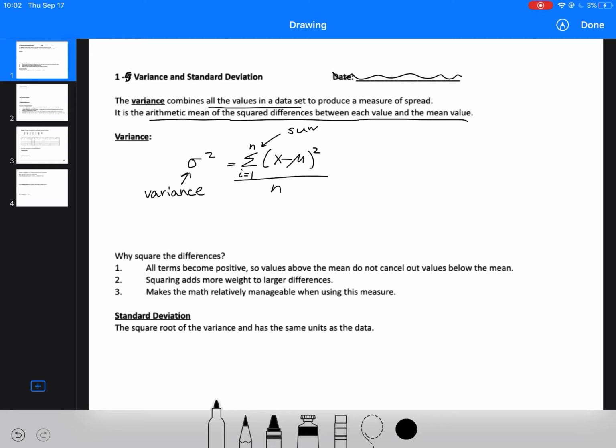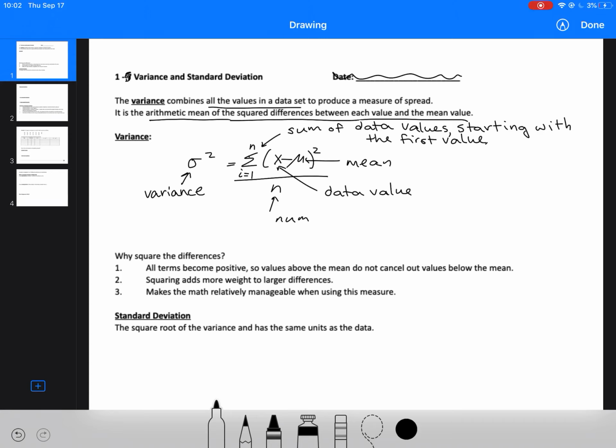This is the sum of data values, starting with the first. That's what the i equals 1 means. Then we've got x, which is a data value, mu, which is our mean, and then the actual number of data values.